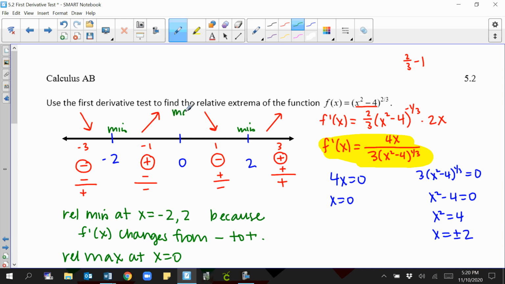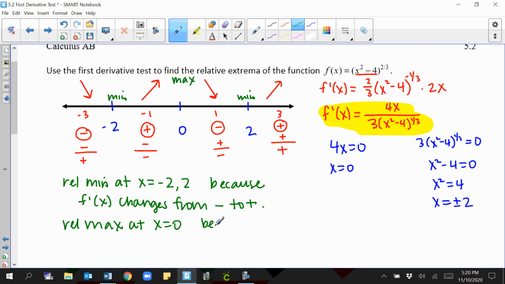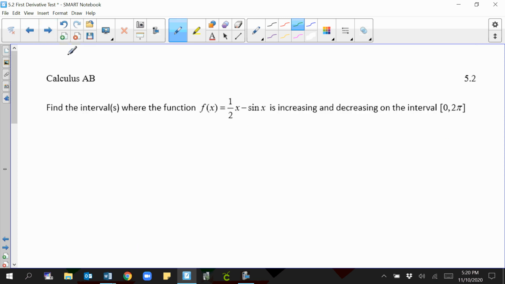So I'm going to have a maximum here, and I can say that because f prime of x changes from positive to negative. So I found my relative extrema using my first derivative test. All right, we've got one more we're going to look at.